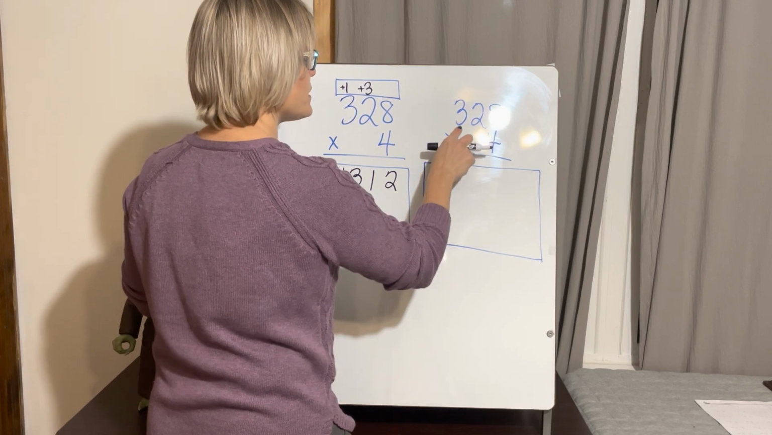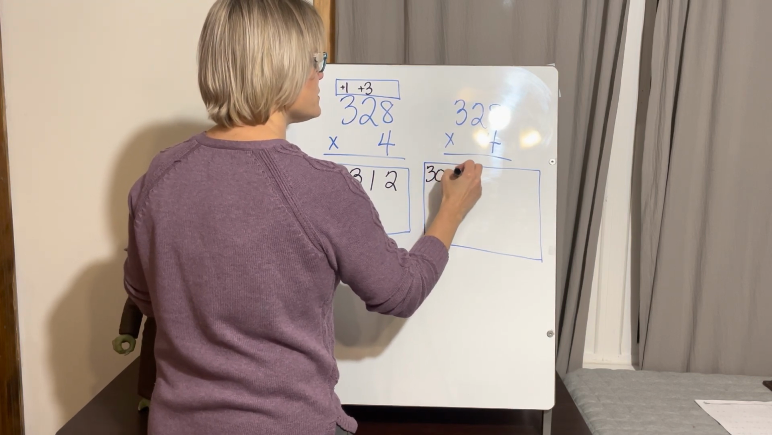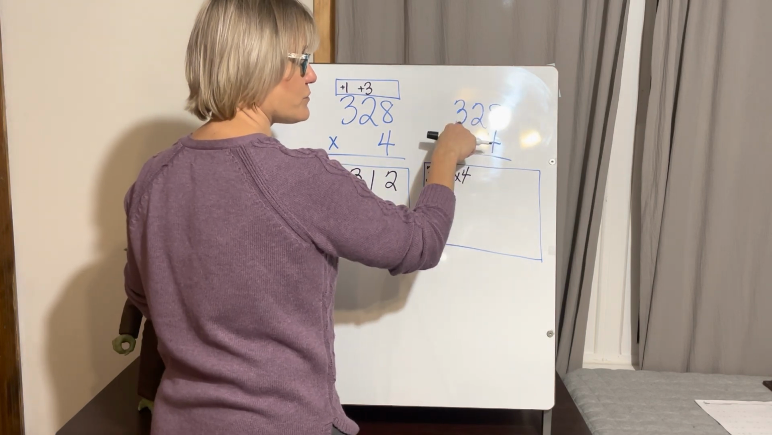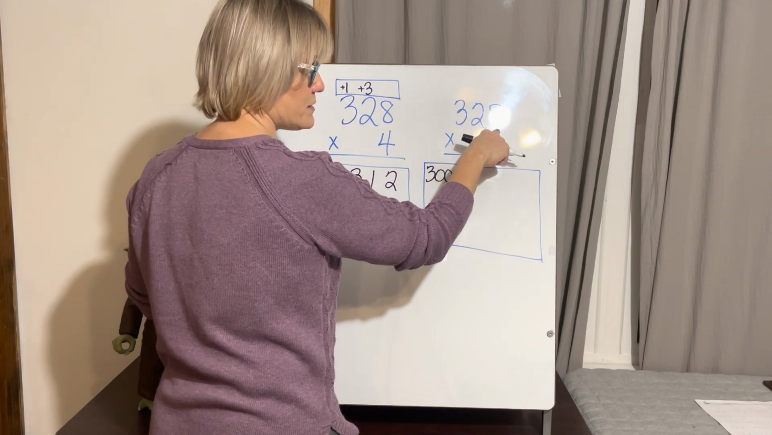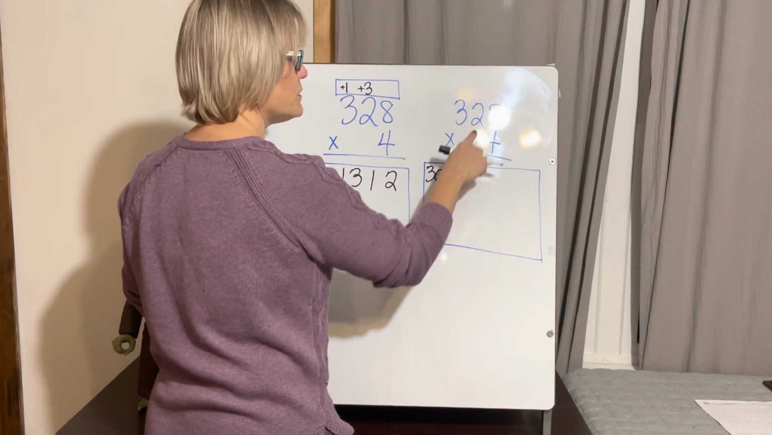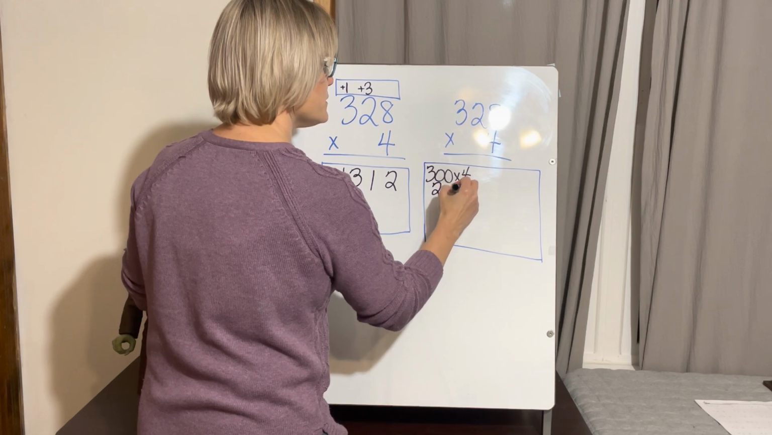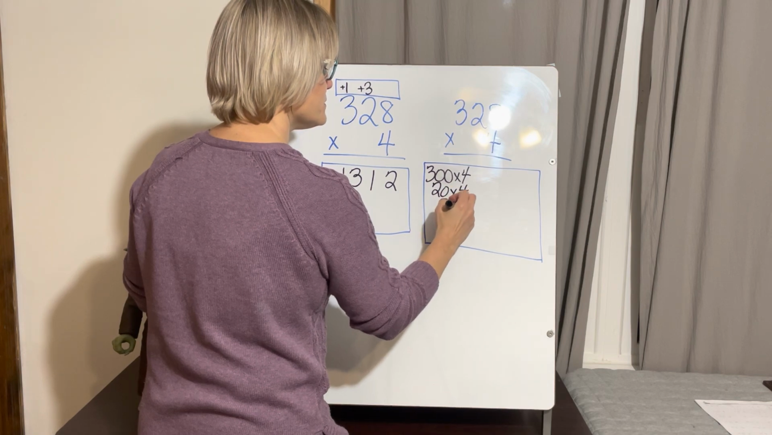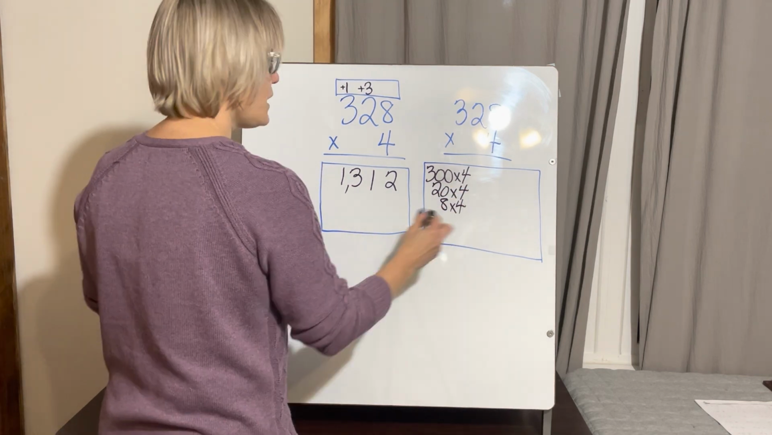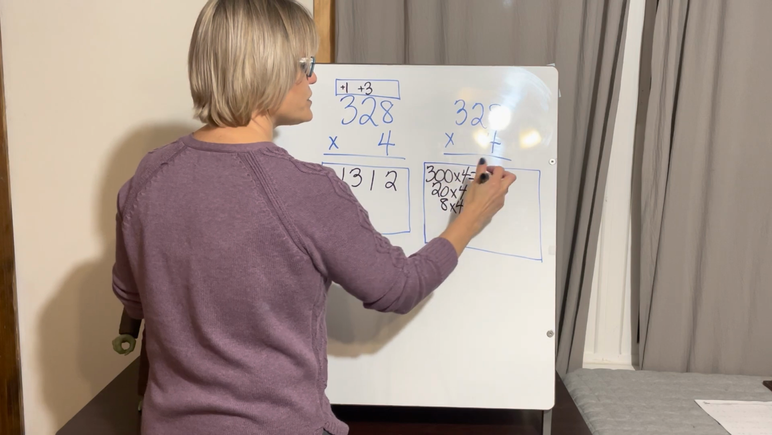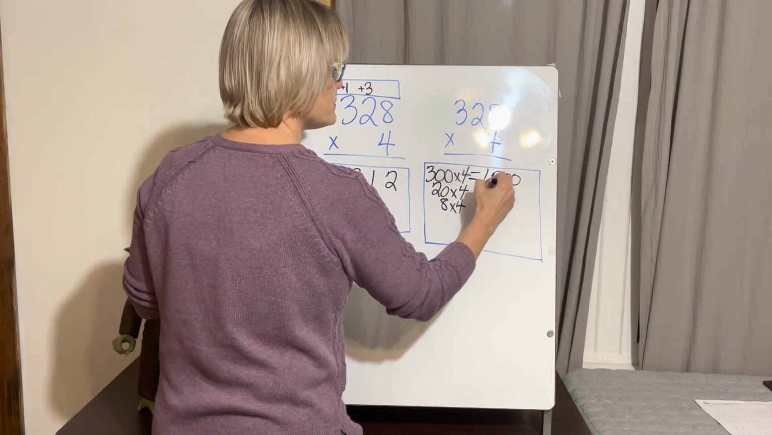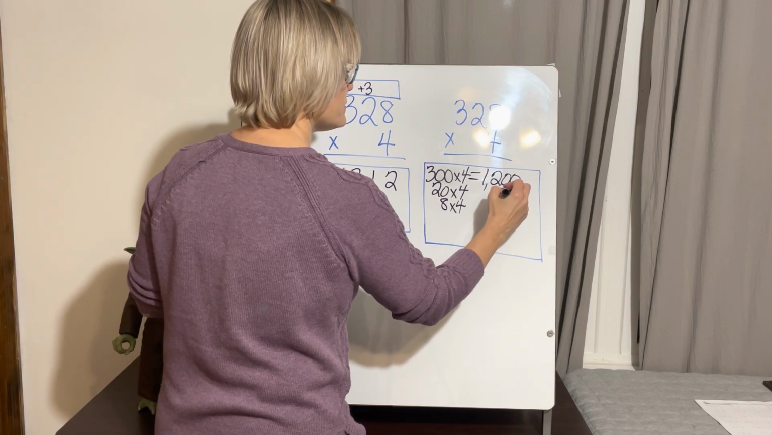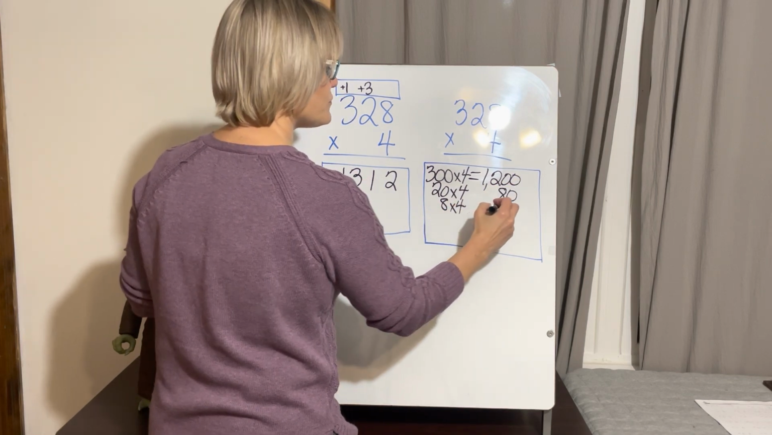Let me start with the hundreds. 300 times 4. 4 times 300. And remember, this number is actually 300 plus 20 plus 8. So that's where I'm getting my 300. Then I've got the 20 times 4, because everything's times 4. And then 8 times 4. All right, so we've got 300 times 4 is 1200. 20 times 4 is 80. And 8 times 4 is 32.